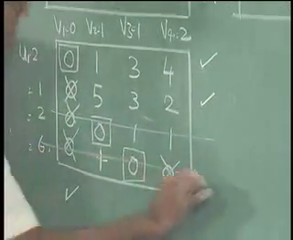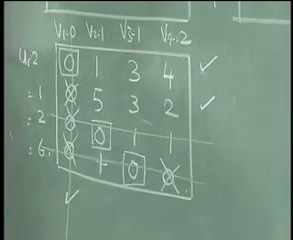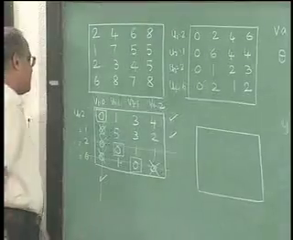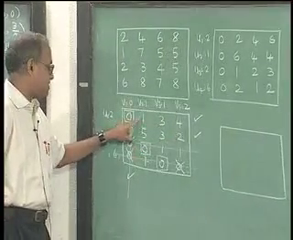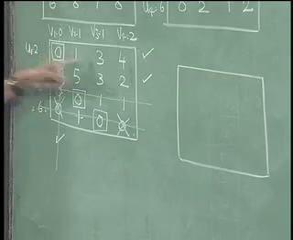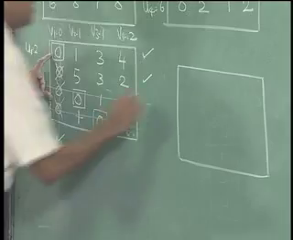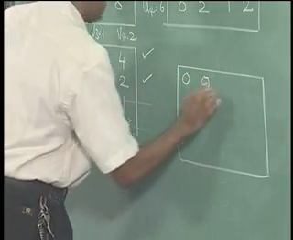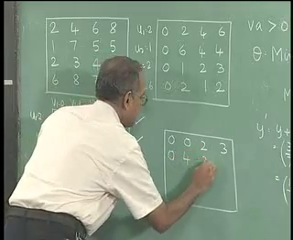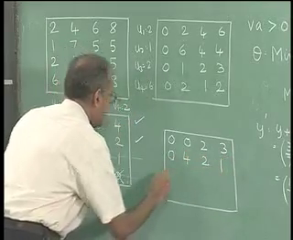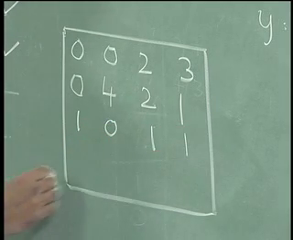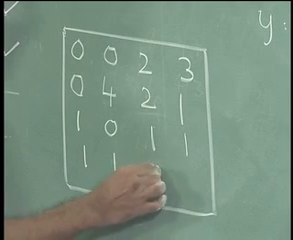If there is an assignment, tick that row. Draw lines through unticked rows and ticked columns, and then change this such that if there are 2 lines, find the minimum theta, which is 1. If there are 2 lines, add theta. If there is 1 line, retain it. If there is no line, subtract theta. So, we get 0, 0, 2, 3, 0, 4, 2, 1, 1, 0, 1, 1, 1, 1, 0, 0.